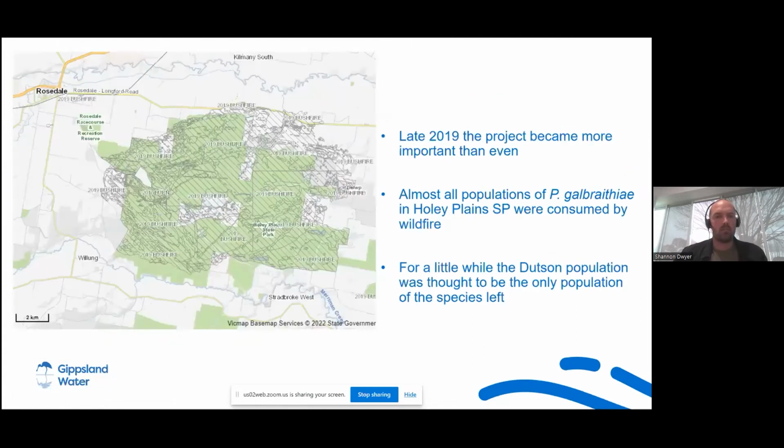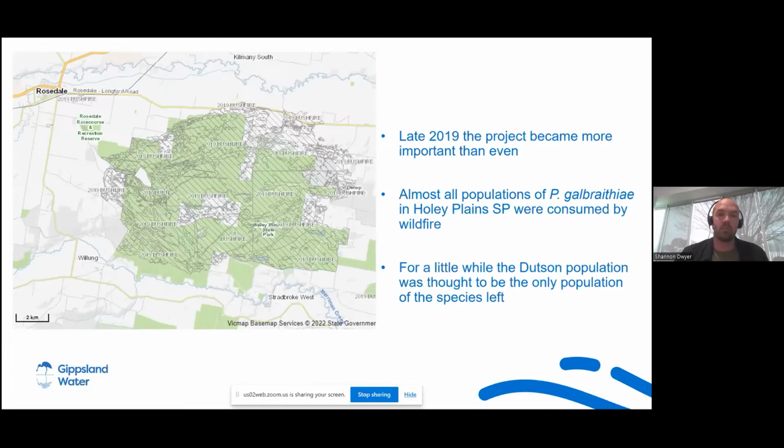So this project became more important in late 2019 when there was a large wildfire that ripped through Holly Plains State Park, the other larger population of this species. And throughout that fire, almost all of the smaller populations of the species within the park were razed by the fire. Now that's not a major issue, but we didn't know how they were going to respond.